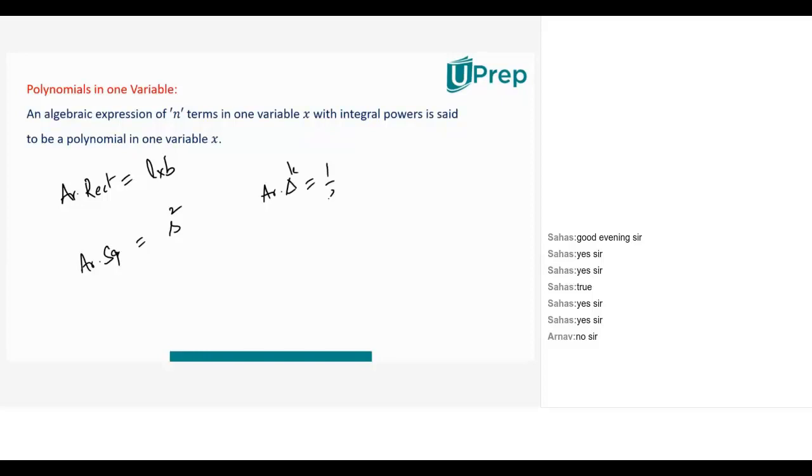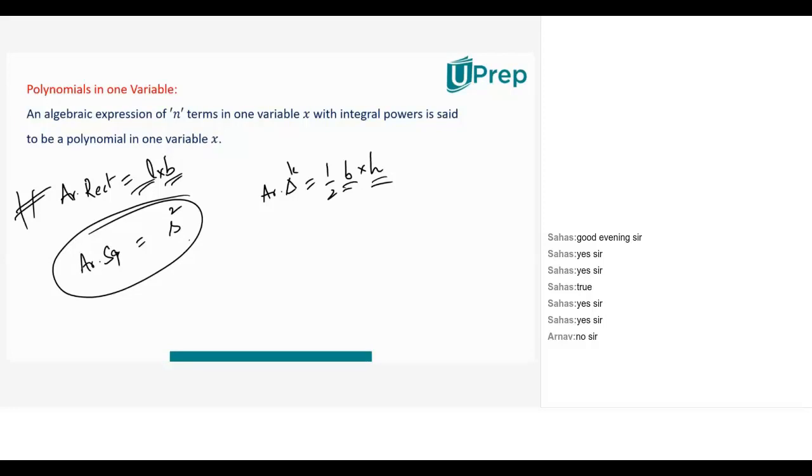So if I want to find the area of a rectangle, how many variables are there? I mean, how many unknowns are there? I need to know both the length as well as breadth. There are two unknowns in it, L and B. Whereas finding the area of a triangle, I need to find the base as well as height. Whereas observe this area of square. How many unknowns are there? If I know the side, I can find the area. So there is only one unknown.